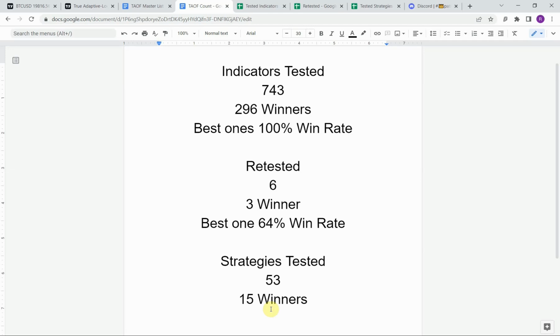Now you need to go back and watch those videos to understand the context of how they were able to achieve that. So go back and watch those videos and see what you can get out of those winning indicators. We've also retested in the advanced testing 6 indicators, and 3 of them were able to maintain the winning status, with the best one able to maintain a 64% win rate. Now, keep in mind that we test most of these strategies and indicators on the Forex and crypto market, but they can be applied to just about any market universally.